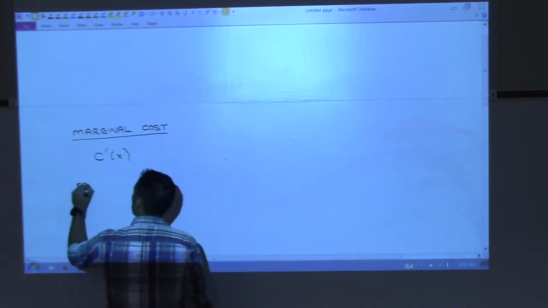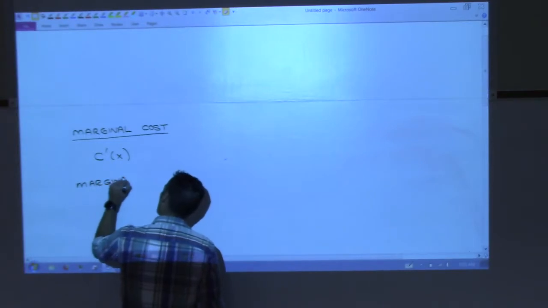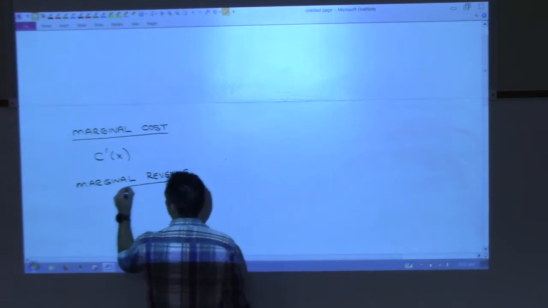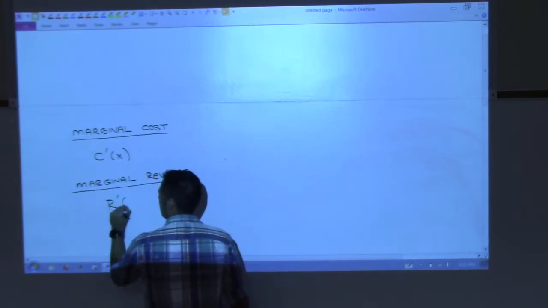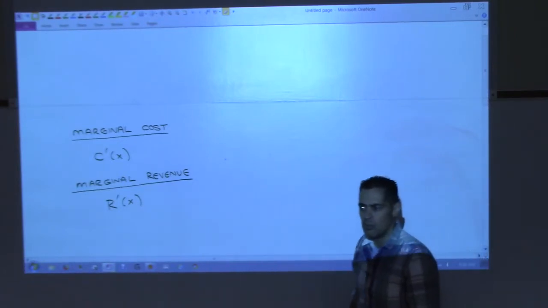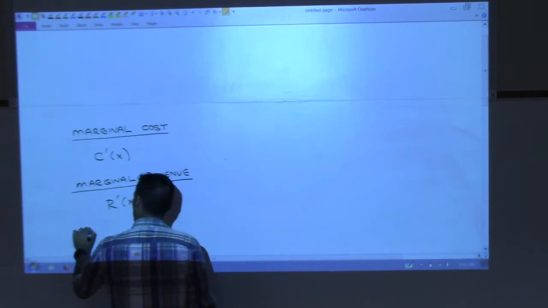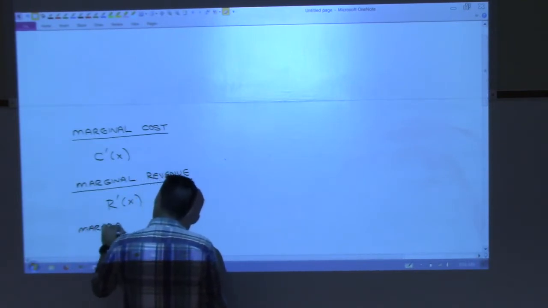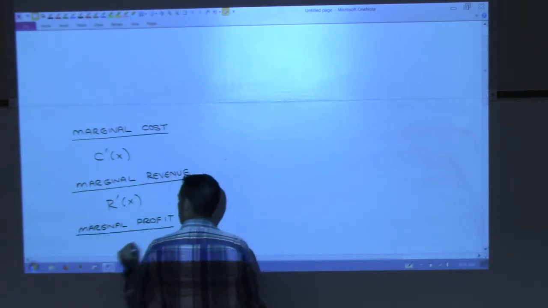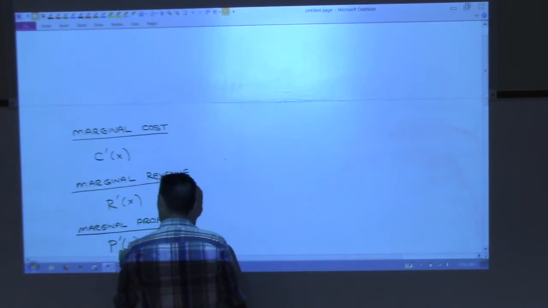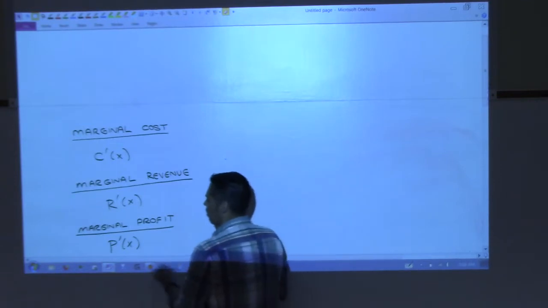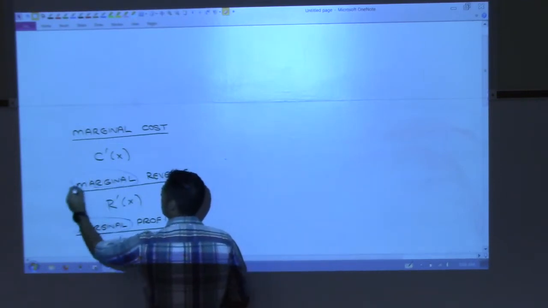You also have marginal revenue. And what do you think the marginal revenue function is? Just the derivative of the revenue. And then finally you have marginal what? Profit. Is the derivative of the profit function. So again, the key word here, marginal meaning derivative.